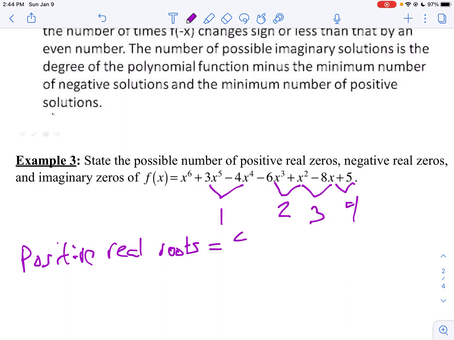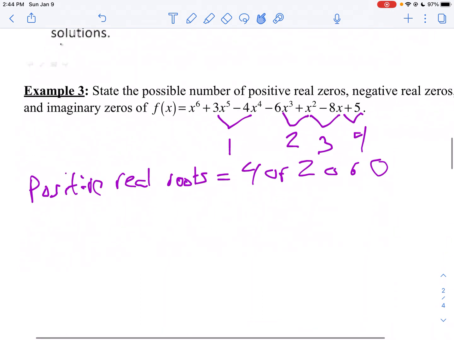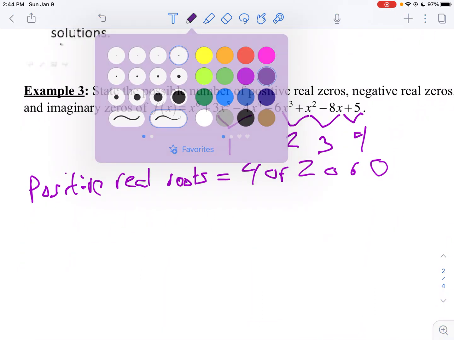So I could have 4, or less by an even number. So 4 or 2 or 0. I might have no positive real roots. Now let's look at our negative real roots. Well, the first thing for your negative real roots, you have to look at f of negative x.